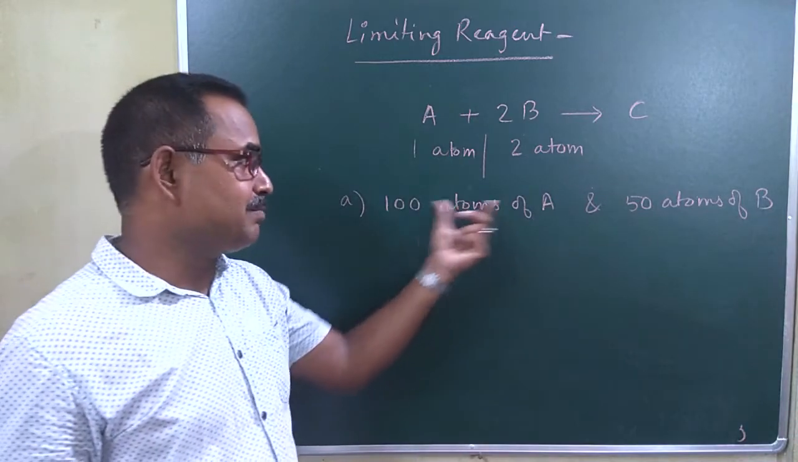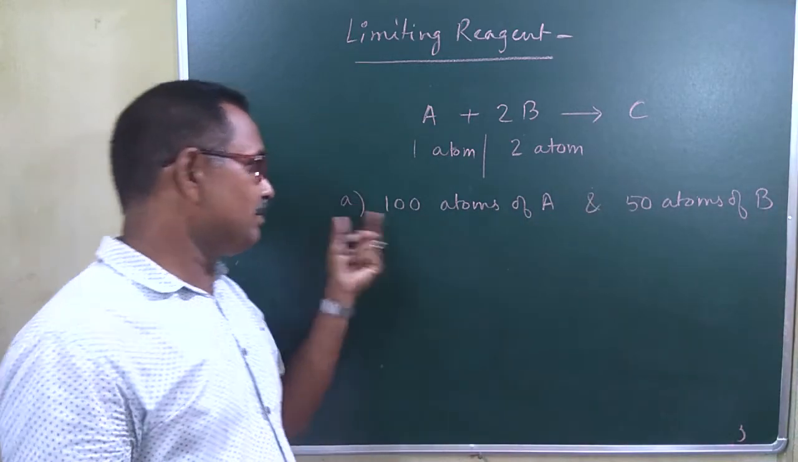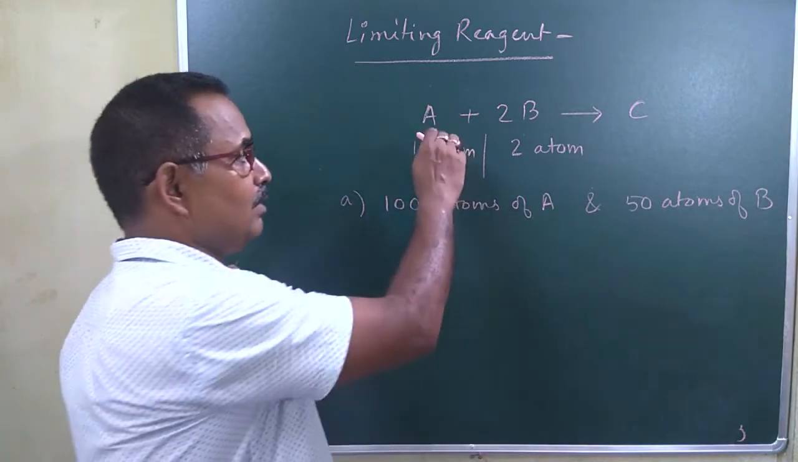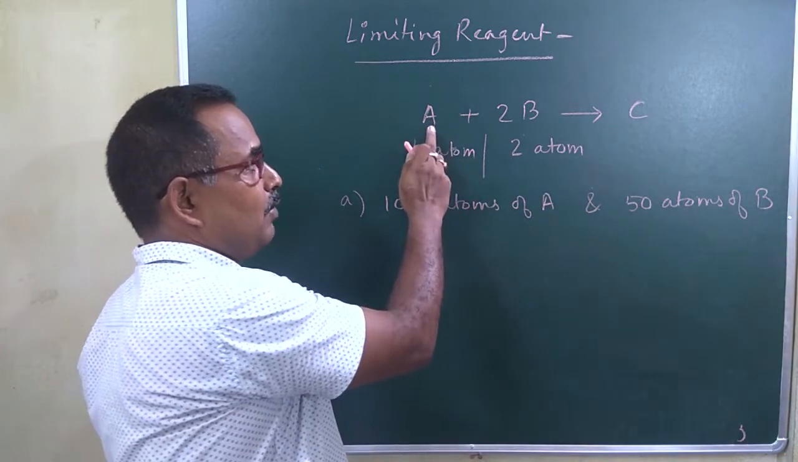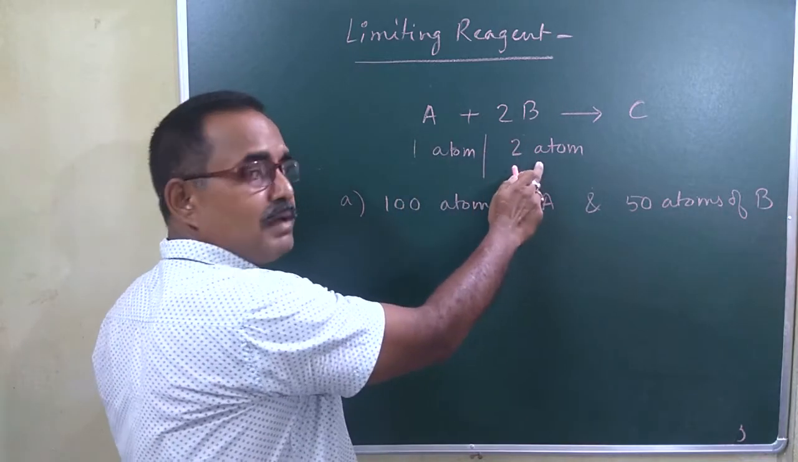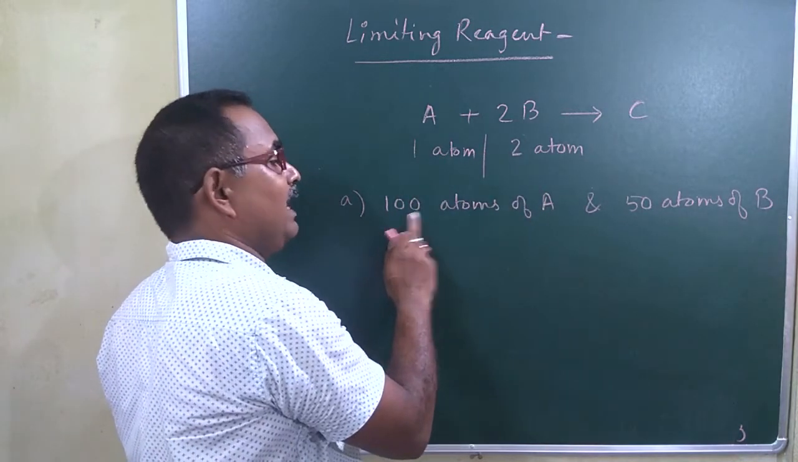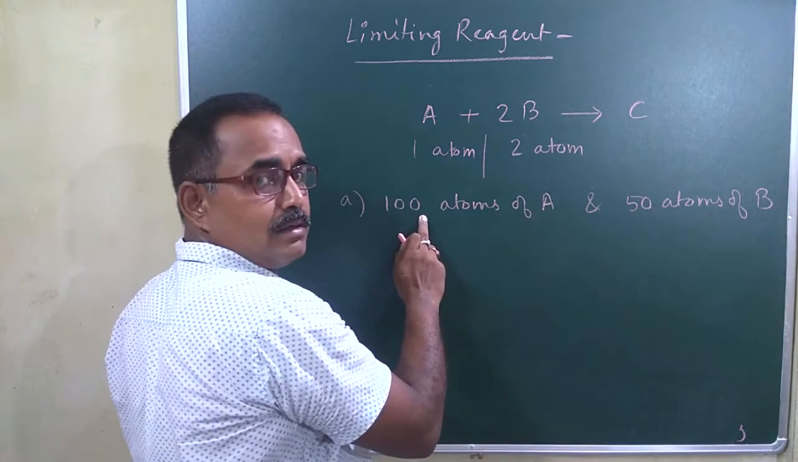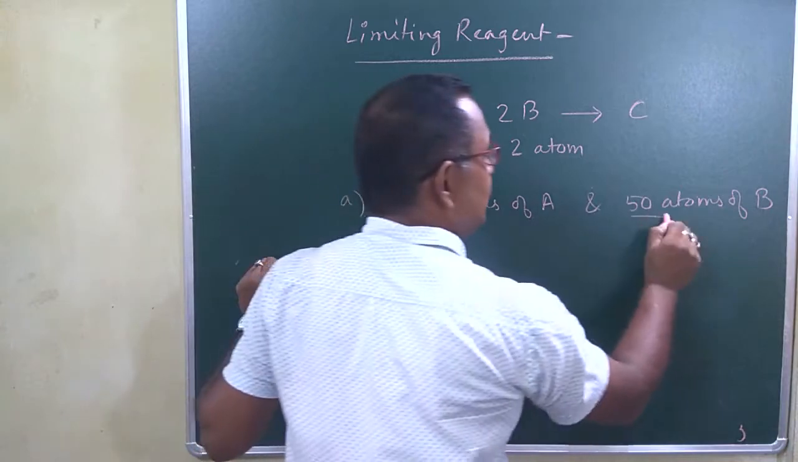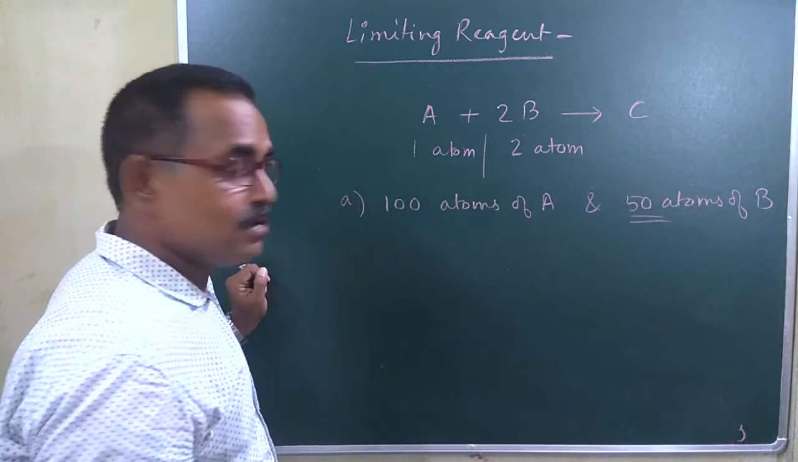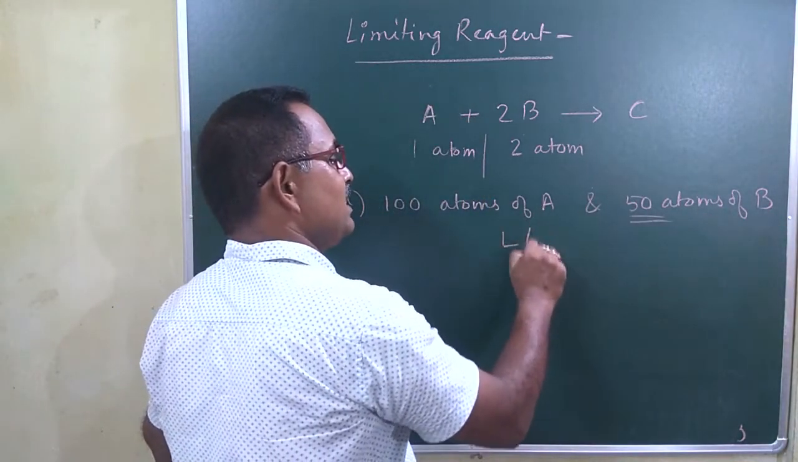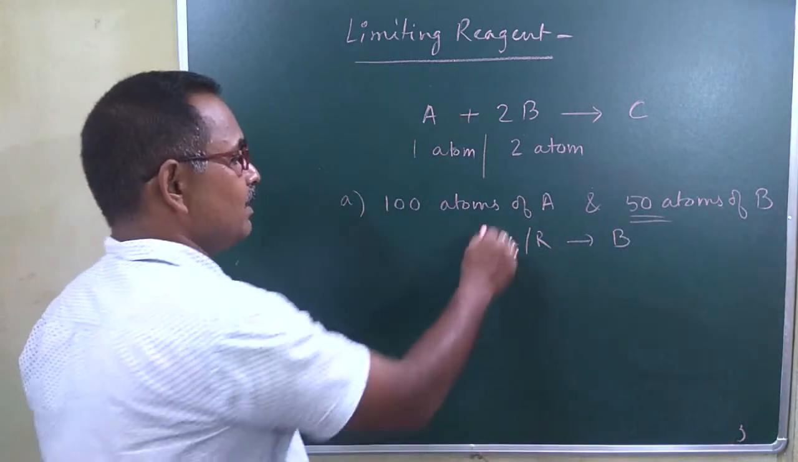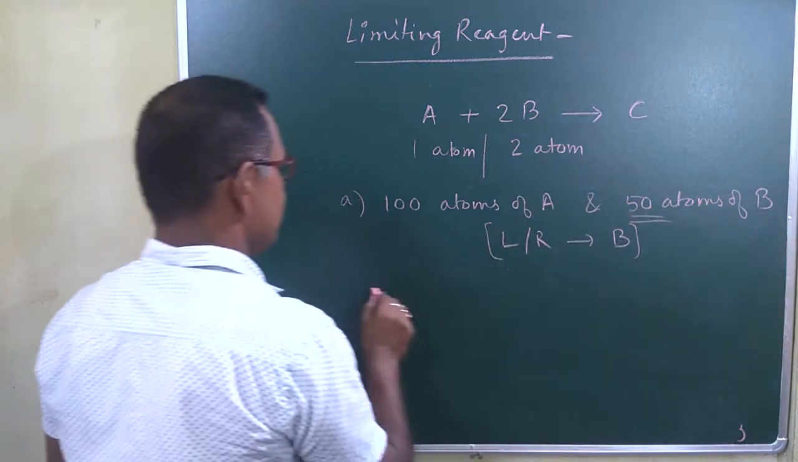If you are asked between A and B in this particular situation, which one will be the limiting reagent? We will go to the equation. 1 atom of A needs 2 atoms of B. So 100 atoms of A would need 200 atoms of B, but there is only 50 atoms of B. So in this case, the limiting reagent is B. Here limiting reagent will be B.